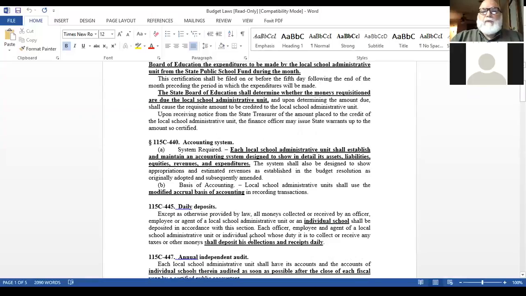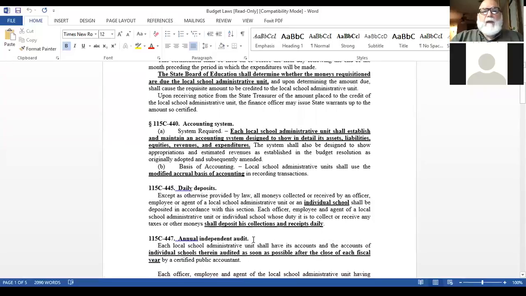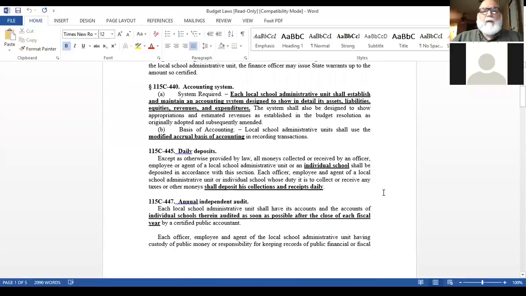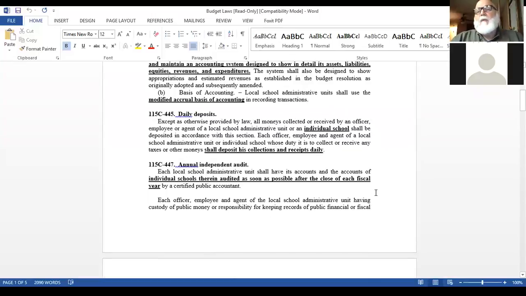Each local school administrative unit shall establish and maintain an accounting system. It's a modified accrual basis of accounting. Every school has to have a budget and work in that same accrual system. Daily deposits: all monies received daily have to be deposited that day, even ball game money at night if you're in a secondary school. Gate receipts have to be deposited the same day. That's a hard and fast rule. That one will get you going if you're collecting money around the school and it's staying in the school overnight.